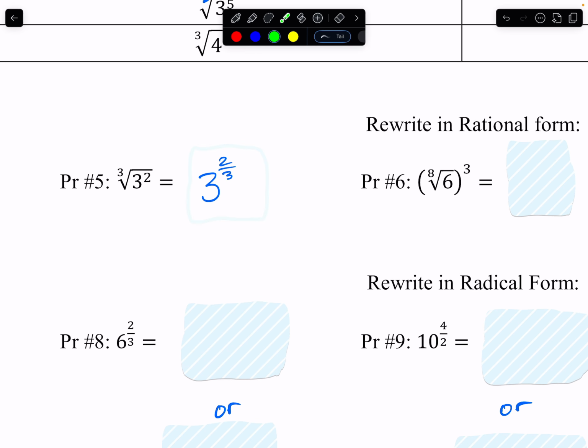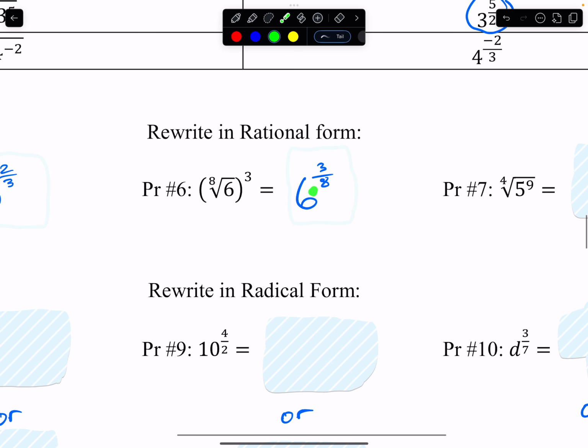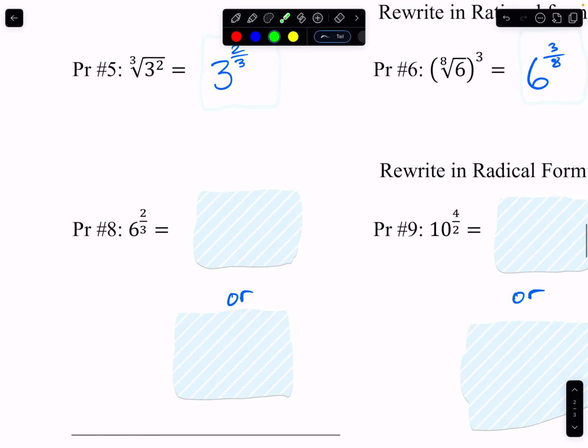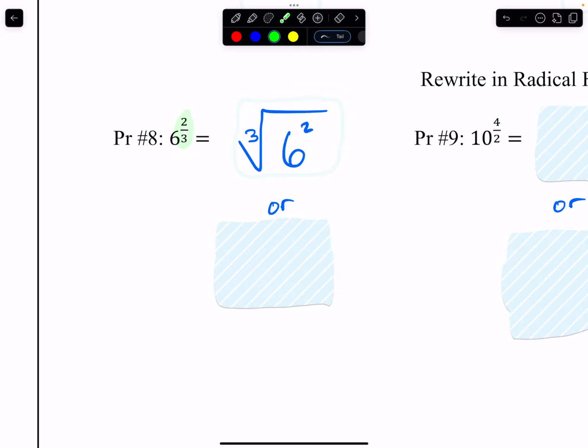Okay, so this expression can be written as 3 to the 2/3 power. Our exponent stays where it is, and then our index becomes the denominator of the exponent. Same thing for practice problem 6. We end up with 6 to the 3/8 power. Practice problem 7 can be written as 5 to the 9/4 power. Practice problem 8, 6 to the power of 2/3, could be written as the cube root of 6 squared, or the cube root of 6 all squared.